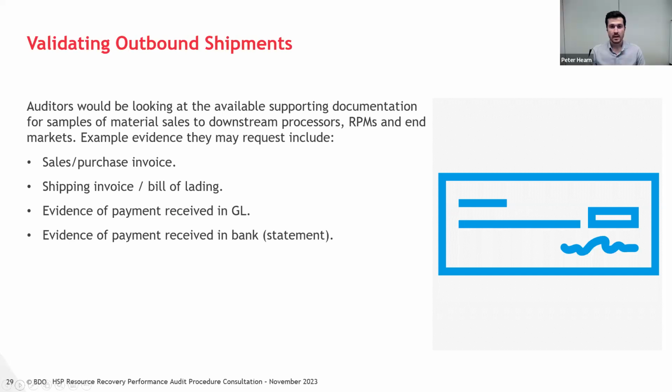Okay, so another appendix, validating the outbound shipments. So auditors would possibly be looking at the available supporting documentation for the material sales to either downstream processors, RPMs, or end markets. They're really looking for sales invoices, shipping documentation, bills of lading, as well as possibly evidence of payments within either the seller's or purchaser's bank statement.